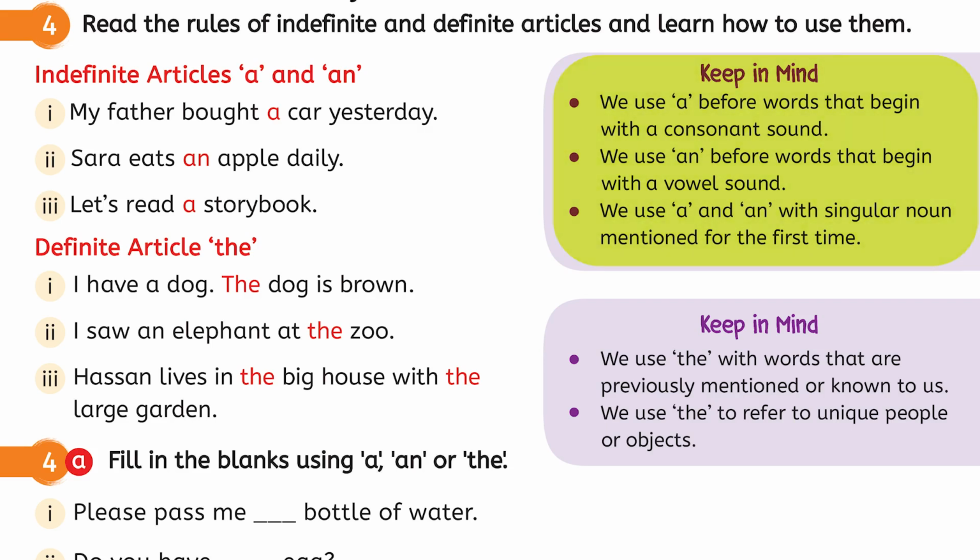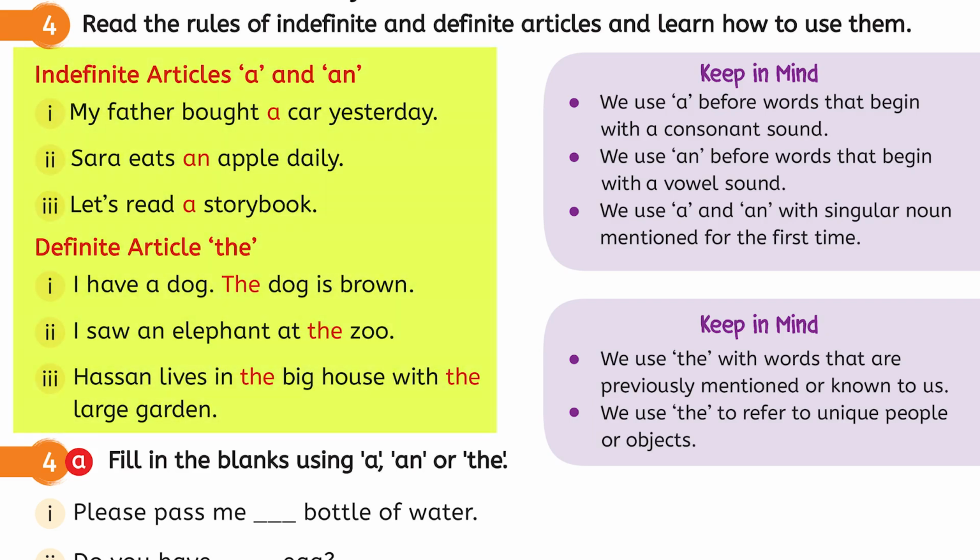We use a and an with a singular noun mentioned for the first time. We also have to keep in mind that we use the with words that are previously mentioned or known to us, and we use the to refer to unique people or objects, those that are one and only. So let's talk about the exercise.